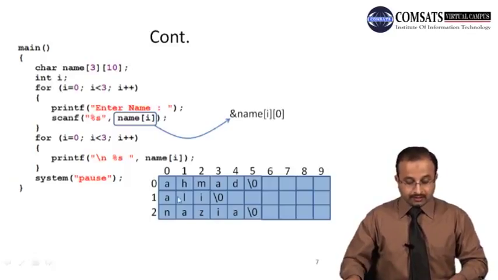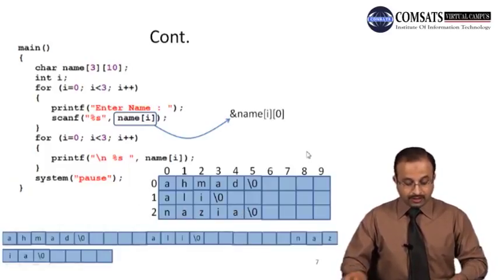And then in the second row, it inputs the name Ali, and then a null character, and then the third name is Nazia, and then a null character, right? So name of 0 is the address of this one-dimensional array, name of 1 is the address of this second 1D array, and name of 2 is the address of this third 1D array in this 2D array.